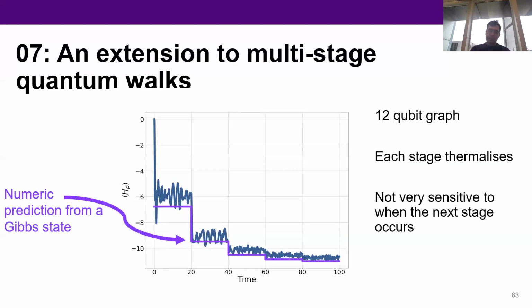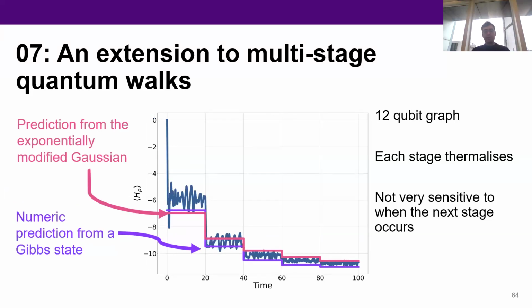And again, we can look at, does this thermalize? So the solid purple shows the numeric prediction from a Gibbs state. And we can see that it does pretty well. And that at each stage, the system is thermalizing, which means it's not going to be particularly sensitive as to when we perform the next quench, assuming it's already reached thermalization. We could look at a prediction again from an exponentially modified Gaussian, assuming thermalization at each stage, and we see we're pretty close.